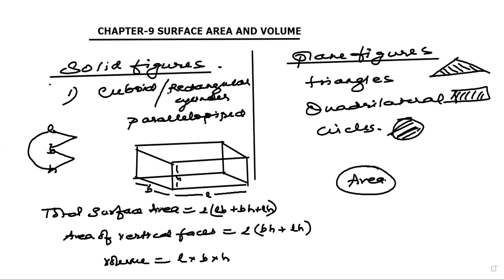Got it? So remember these three formulas only in this part. When you talk about a cuboid, these three formulas should come to your mind. Total surface area of a cuboid is 2 into (LB plus BH plus LH). Area of vertical faces is 2 into (BH plus LH). And volume is L into B into H. Okay, children? Then the next solid figure you're going to study is a cube.